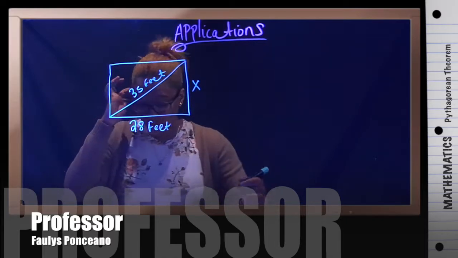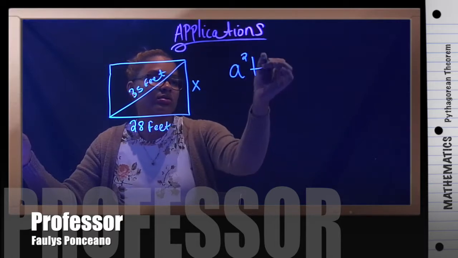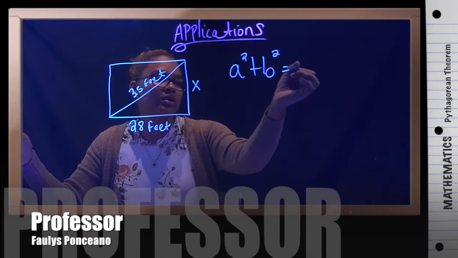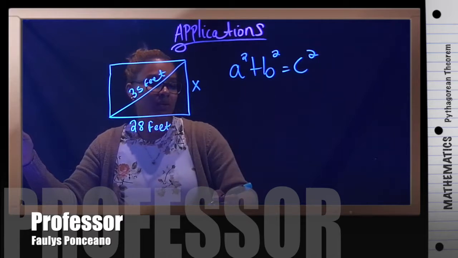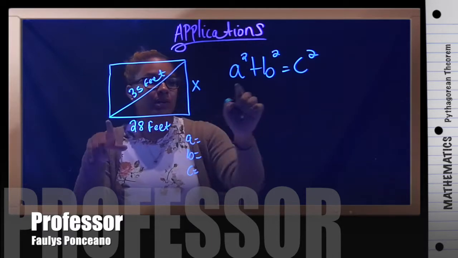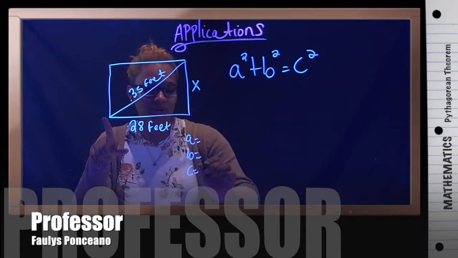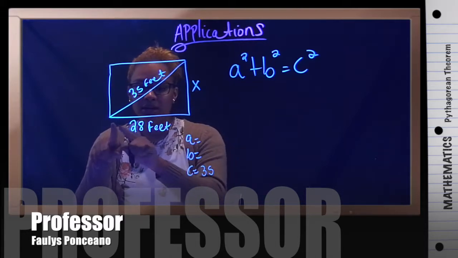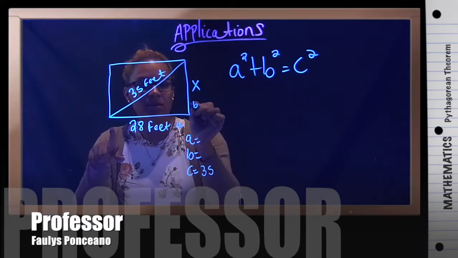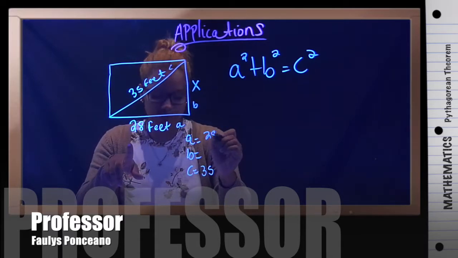Now here we're going to be using the Pythagorean theorem, which says a squared plus b squared equals c squared. We need to know something about a, b, and c. So it goes like this. The diagonal is the c. So we know this is 35. Then is a, b, c. So we already know 28.